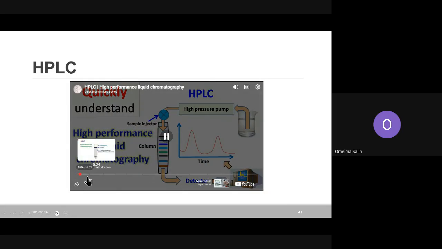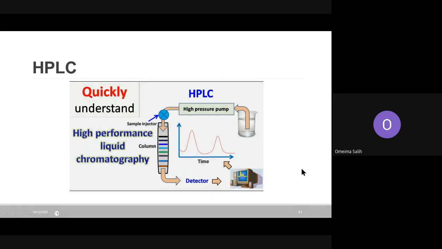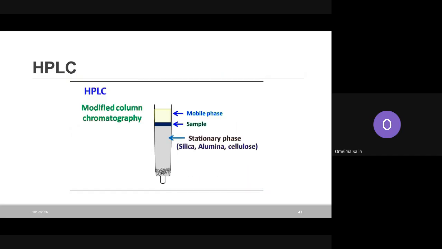Hey everyone, quick biochemistry basics here. Let's talk about HPLC. HPLC is also known as high performance liquid chromatography or high pressure liquid chromatography. HPLC is usually a modified column chromatography. In column chromatography, a column is packed with an absorbent material like silica, and the mobile phase is passed down the column because of gravity.